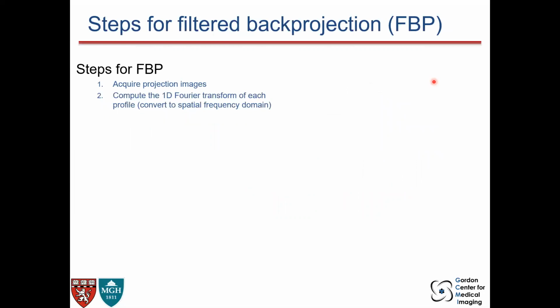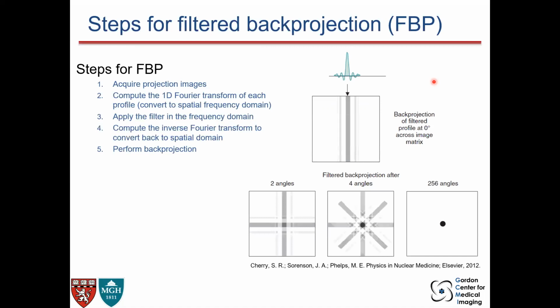So, the steps for filtered back projection. We acquire the projection images, the planar images, then compute the 1D Fourier transform of each profile, basically converting them to the spatial frequency domain, then apply the filter in the frequency domain, and compute the inverse Fourier transform to convert back to the spatial domain. Applying the filter is much easier in the frequency domain compared to the spatial domain. Then perform the back projection.